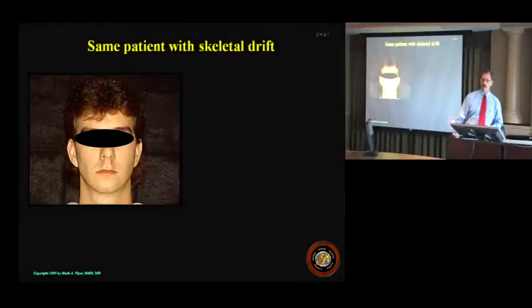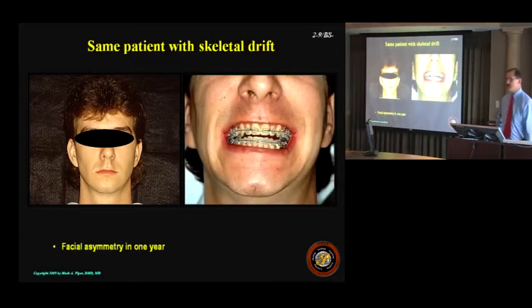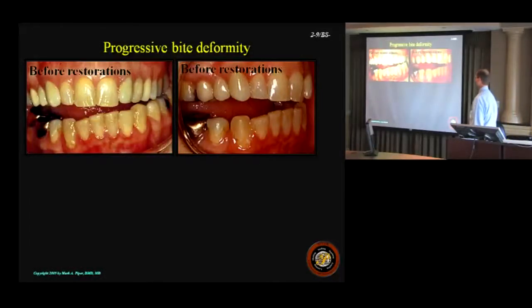If it's happening on one side, then you see asymmetry progress over a year. You see the chin progressively deviating towards the side of the defect. Very, very common to see these kinds of alterations.